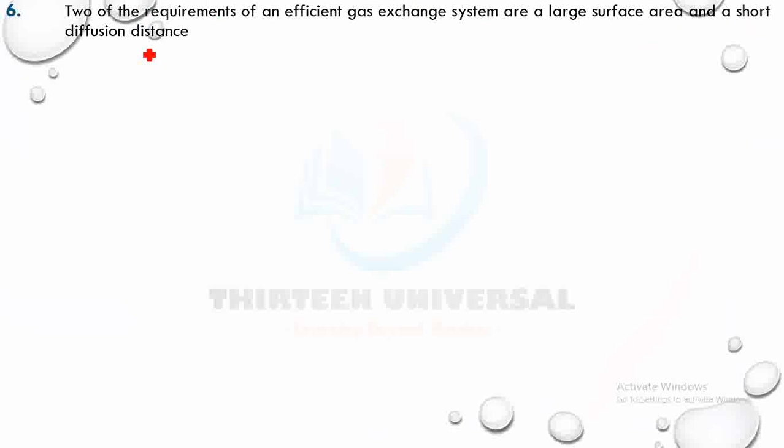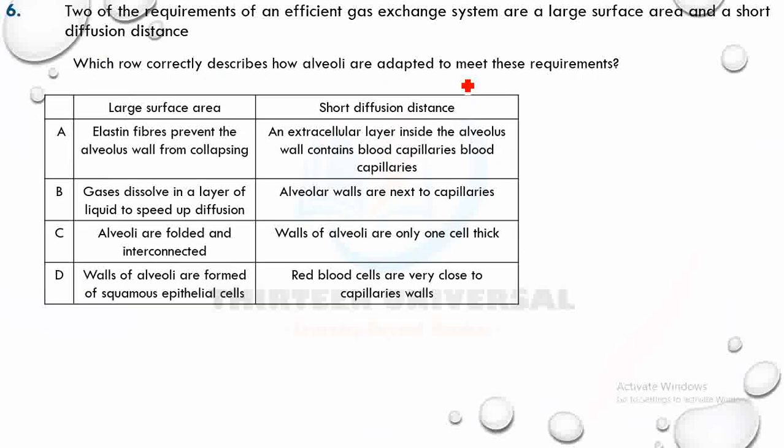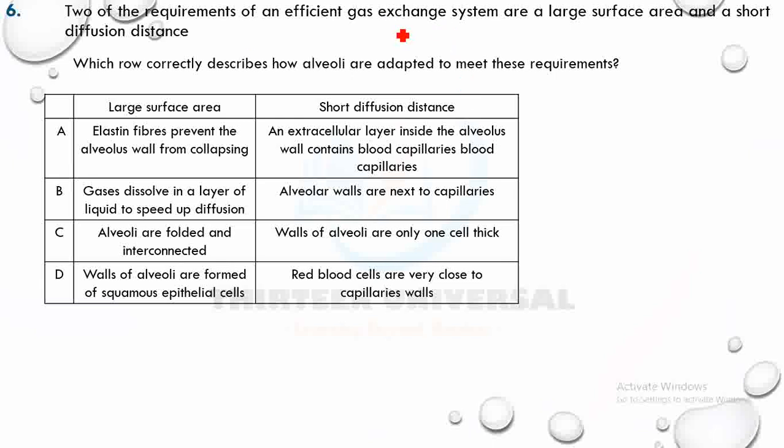distance. Which rule correctly describes how alveoli are adapted to meet this requirement? So what features help it? Pause the video and try it. Which feature helps to provide large surface area and which one provides short diffusion distance?